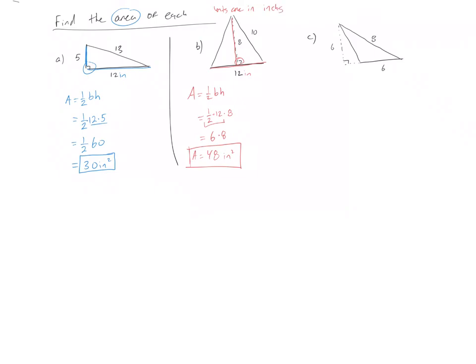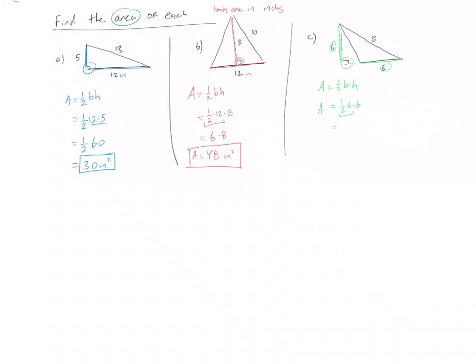Something like that. And then as I come here to part C, we're going to write down our formula again. Area is equal to 1/2 base times the height. Again, I'm going to look for that right angle. There it is right there. So I'm going to use this length, which is the 6, and this length, which is also the 6. So 1/2, 6 times 6.